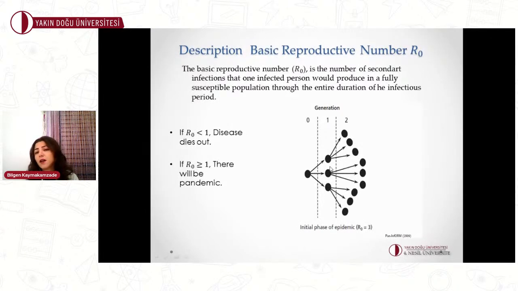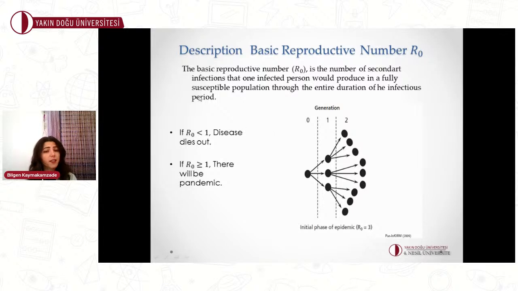So if we say that the R naught value is 0.5, for example, it means that one person will infect half a person. So the number of infected persons will fall down. So the disease is going to die out at the end. We are expecting that.